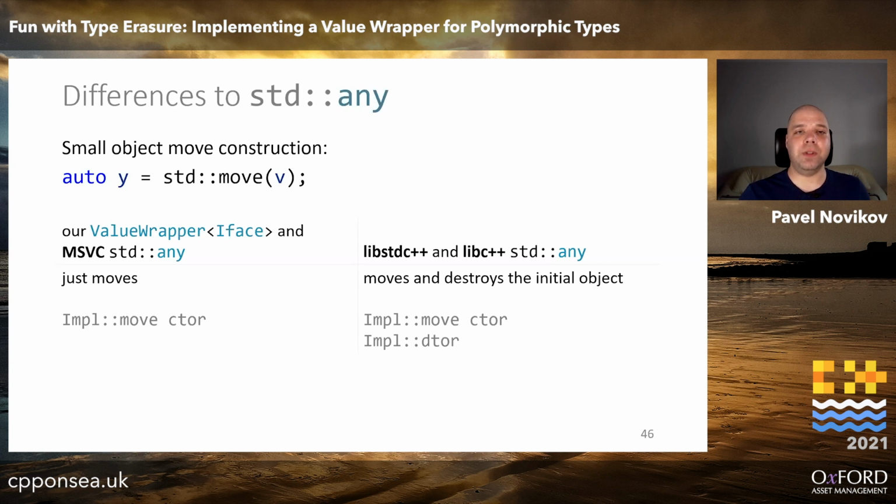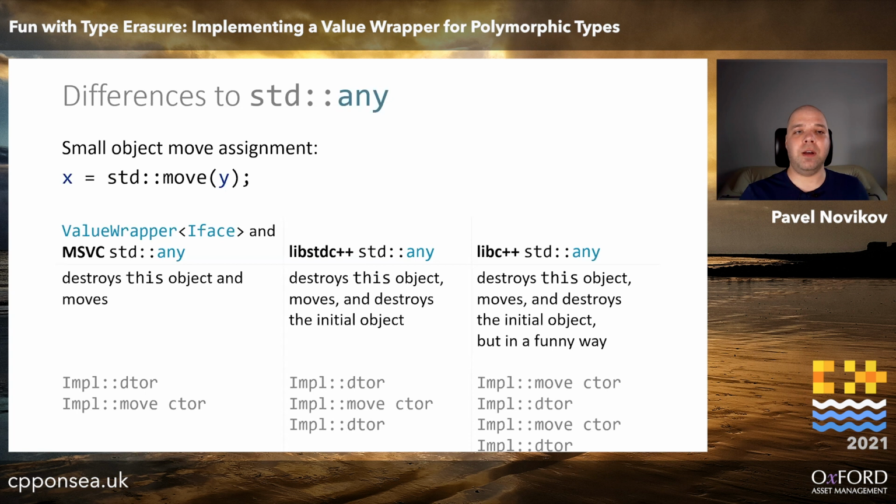So let's look at the difference of implementations, or behavior rather, of our implementation and std. For small objects and move construction, both our implementation and MSVC std just move. They don't do anything else. And move construction in libstdc++ and libc++, they move the value and then destroy the initial value, the moved-from value. So this is kind of reasonable.